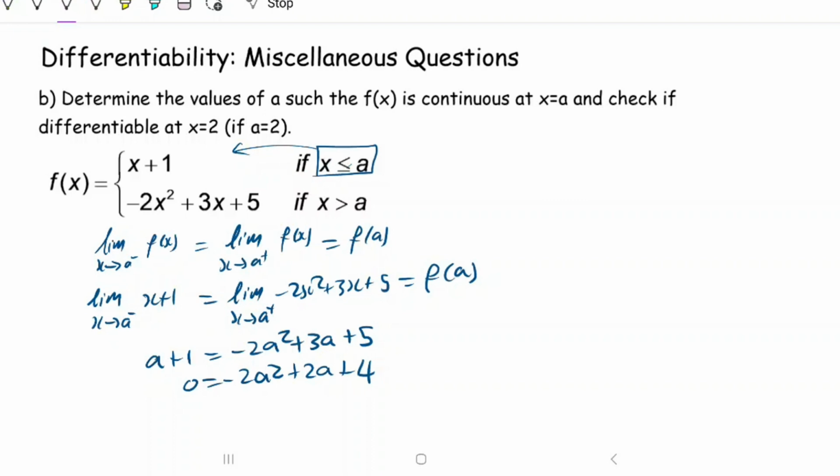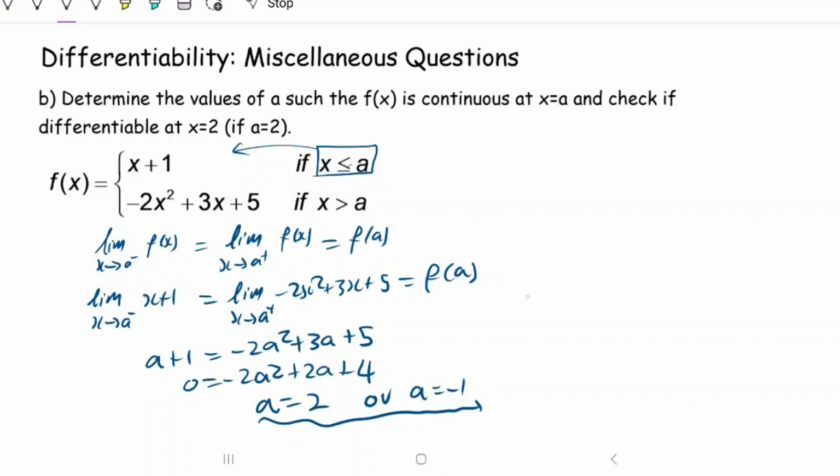And this is just a quadratic equation which you can solve for yourself. When you solve it, you can quickly work out that you get two solutions. You get that a is equal to 2, or the other one, a is equal to minus 1. So those are your two solutions.